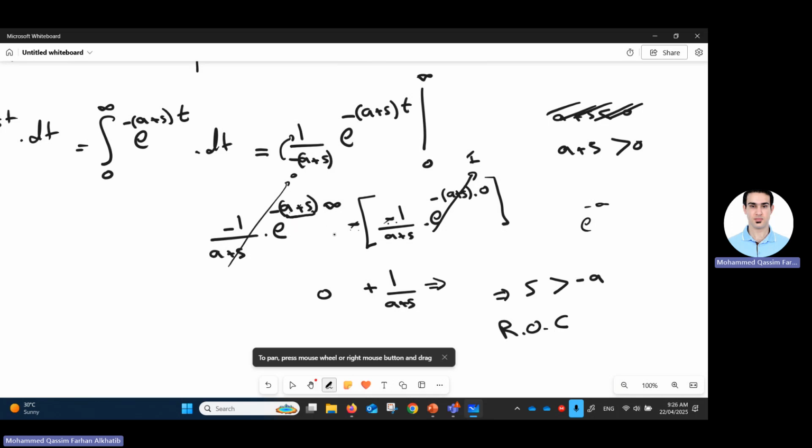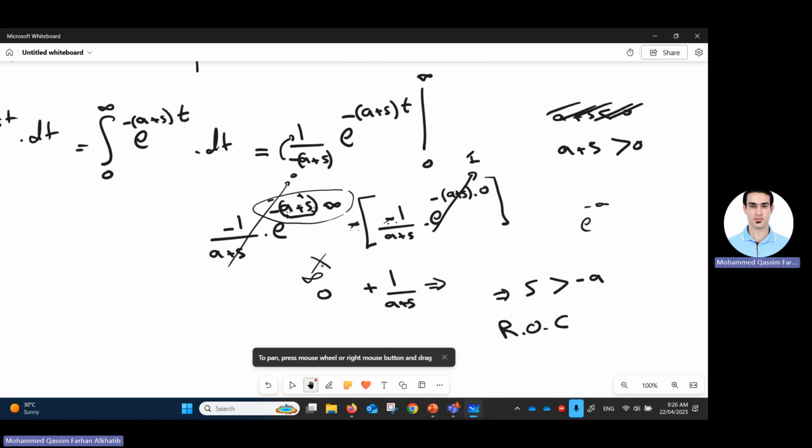So basically, to find the region of convergence, you look at the exponent and you find the expression that will make this exponential go to 0. So in this case, if I want this exponential to go to 0, a plus s should be positive. Because in this case, if it's positive times negative, that's going to be negative infinity. However, if a plus s was negative times negative, that's going to be positive infinity, in this case I will get infinity here. So in this case, my integration does not exist. So for the region of convergence, just find that range of s.